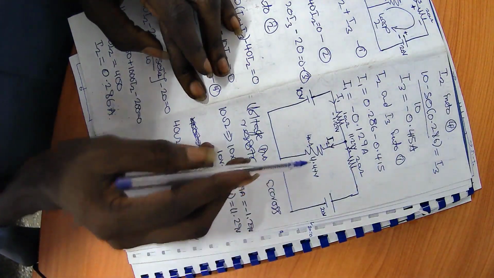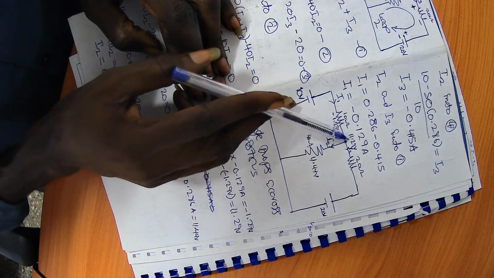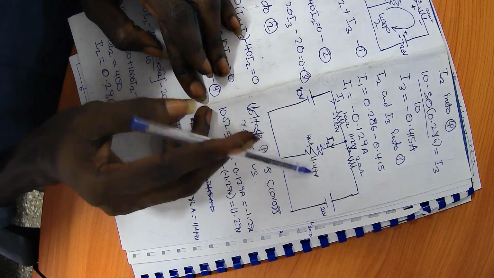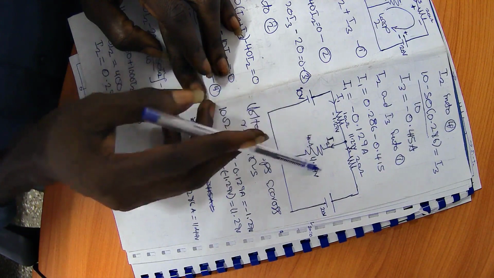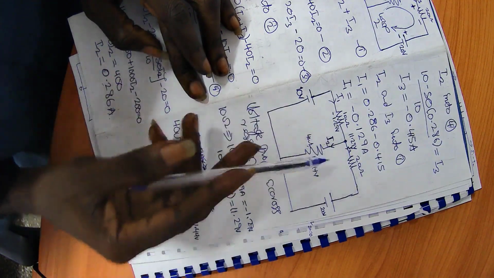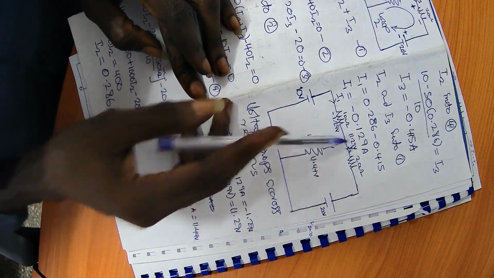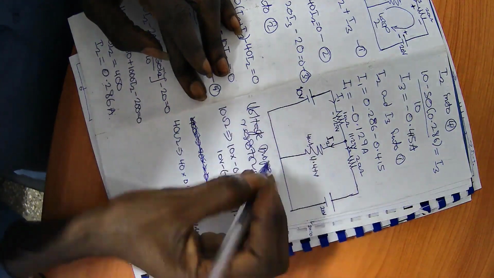Okay, so you see that the voltage here is 11.29, and here is 11.44. They are approximately the same, but because of the decimal places that we are rounding off, that is how come we have a small difference. So they are approximately the same.